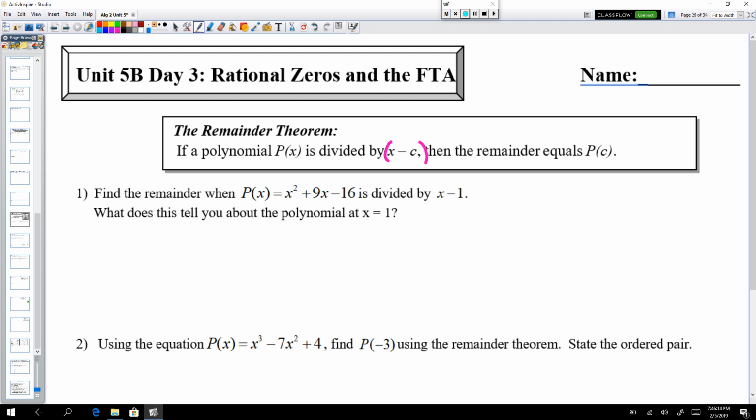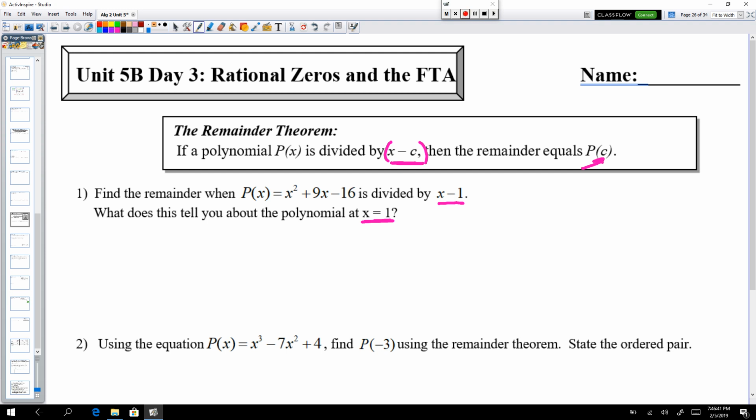So first we're going to find the remainder when we divide this quadratic by this linear. And then we're going to use that information to answer the question, what does this tell us about the polynomial at x equal to 1? Okay, so remember, x minus 1, that's x minus c, and x equal 1, or inputting 1 into the function, is what we're being asked. So first, let's find out what the remainder is.